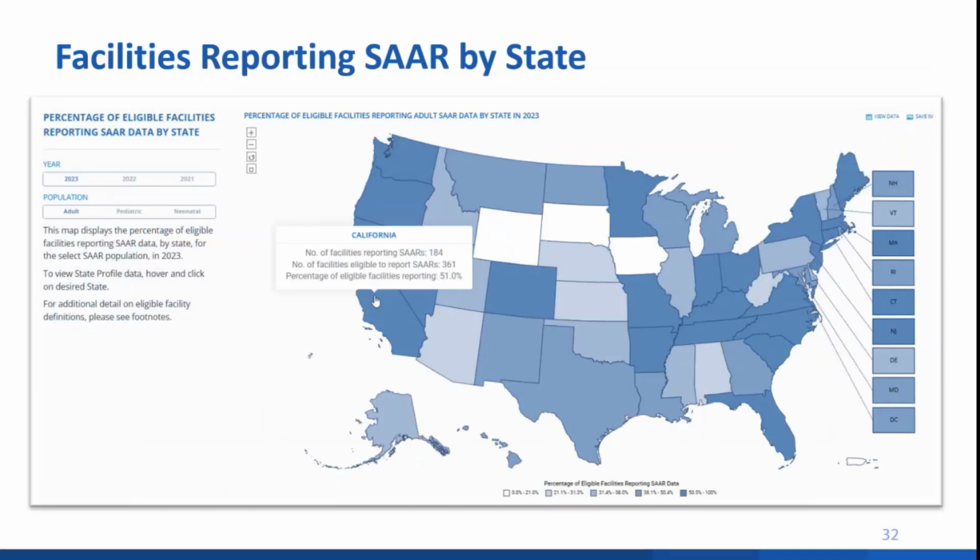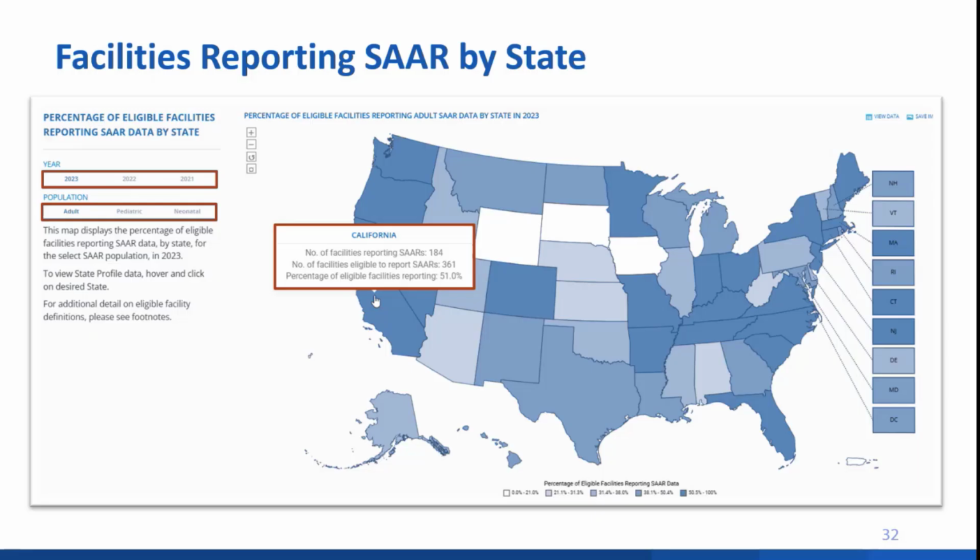Once on the inpatient antibiotic use homepage, if you scroll down to the first map, you're able to view facilities reporting SAAR by state. And then hovering over each state, you're able to view the number of facilities reporting SAARs in that state, the number of facilities eligible to report SAARs, and the percentage of eligible facilities reporting. The left-hand navigation bar allows you to toggle between years and population.